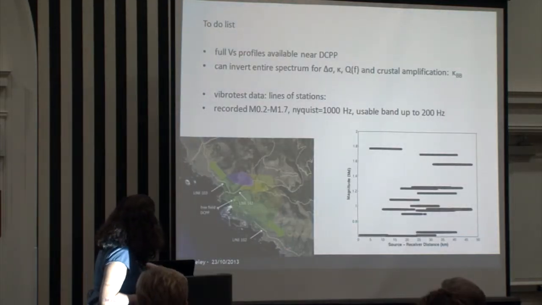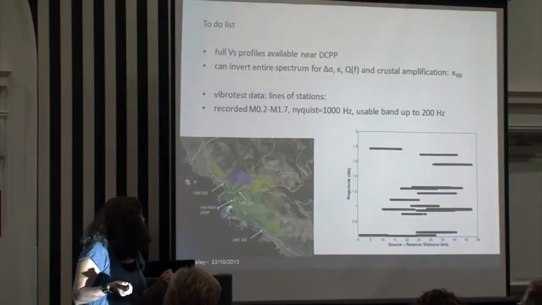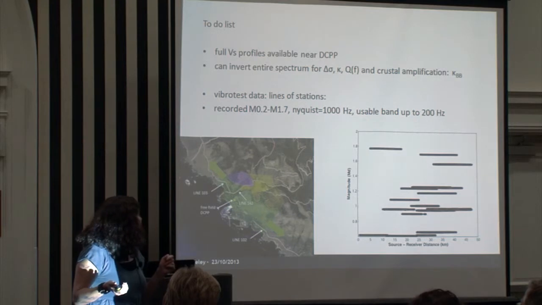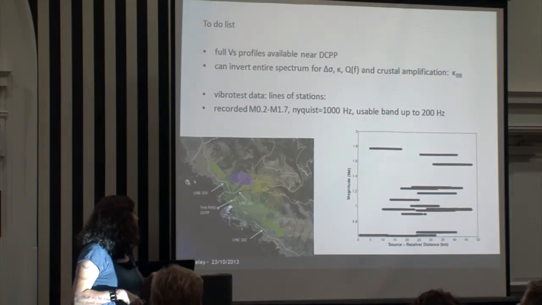This is just a glimpse into what's to happen next at DCPP for kappa. With the data I showed, we're going to try and do inversions using the entire frequency band. I discovered yesterday that the profile beneath Diablo Canyon is available, so if we can try to extract the site amplification from the spectra, then we can maybe get a kappa for the real rock.